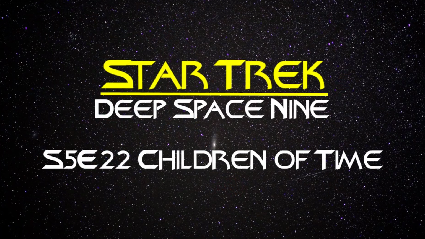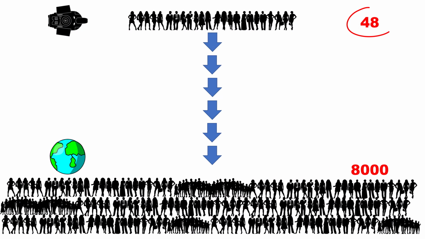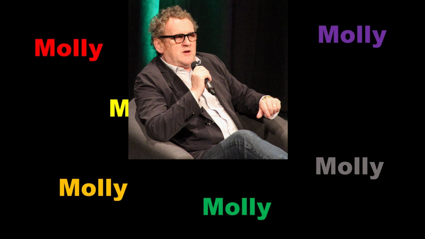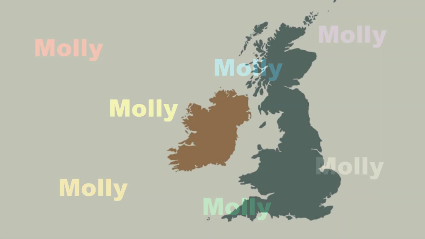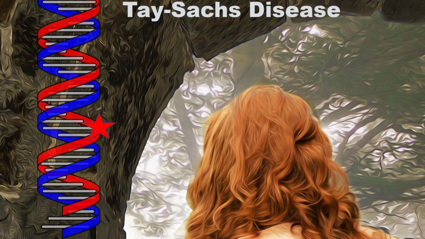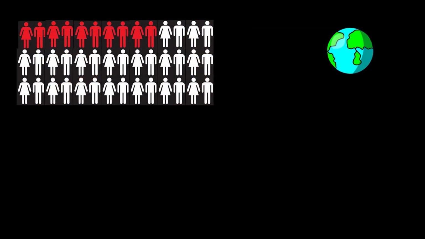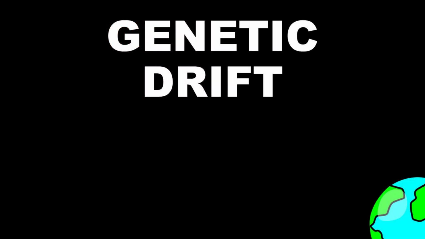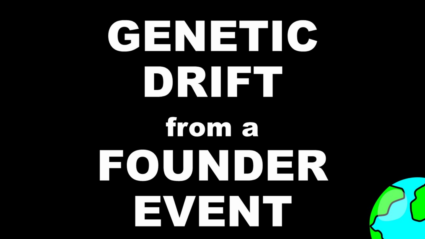So back to this Trek episode, we had a founder event where 48 people from the spaceship seeded a population of 8,000 people on the planet. We hear there are lots of people named Molly, for example, because Miles O'Brien has many descendants. Now, let me toss out something. We know O'Brien is Irish. Irish people are more likely to carry the genetic risk factor for Tay-Sachs disease than other Europeans. So, if Miles O'Brien is a carrier for this disease, we could find that Tay-Sachs is much more common on this planet than it is back on Earth or on Deep Space Nine. That would be an outcome of genetic drift from a founder event on this planet.